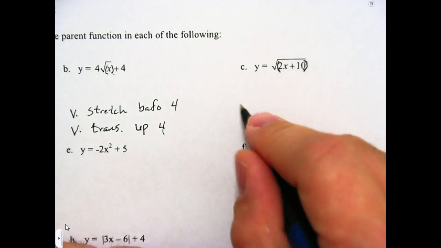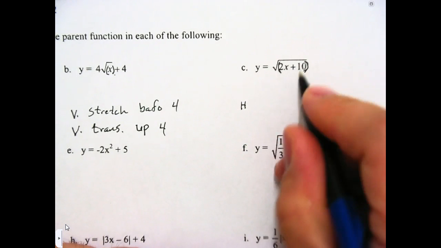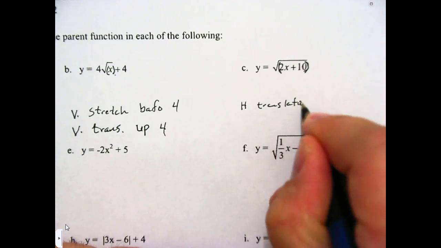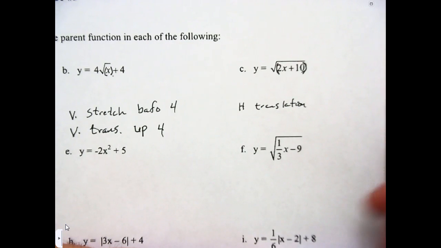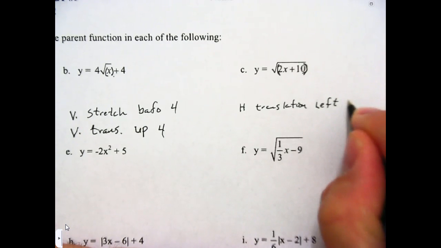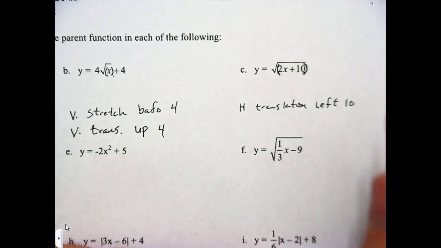And the 10 is a horizontal translation. Which way? Left. Left 10. You guys, for those of you that keep saying up or down with horizontal or left, right with vertical, you got to make a note on your mirror or something at home. Vertical goes up, down. Horizontal goes left, right.